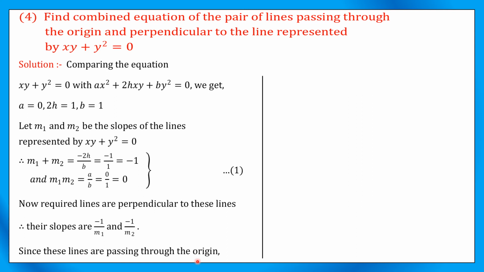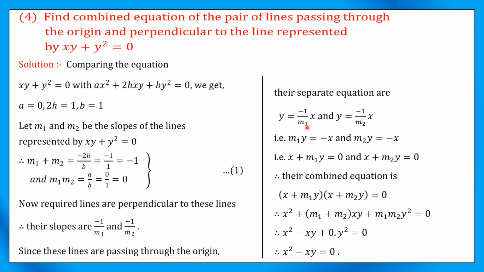Since these lines pass through the origin, their separate equations are y equal to minus 1 divided by m1 into x, and y equal to minus 1 divided by m2 into x. Therefore, m1 multiplied by y equal to minus x and m2 multiplied by y equal to minus x. Take minus x on the LHS, then x plus m1y equal to 0 and the second line x plus m2y equal to 0. Suppose these lines are u equal to 0 and v equal to 0. We know that their combined equation is u into v equal to 0. Putting these values, we get x plus m1y into x plus m2y equal to 0.